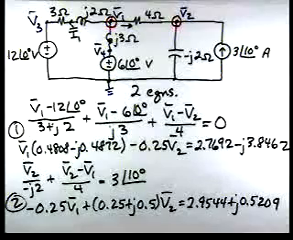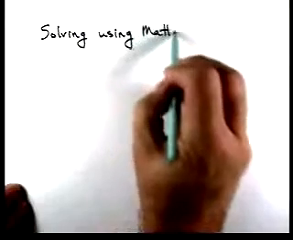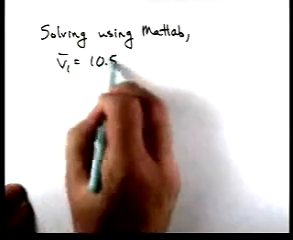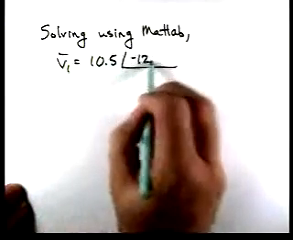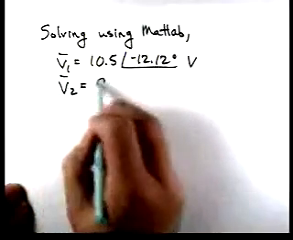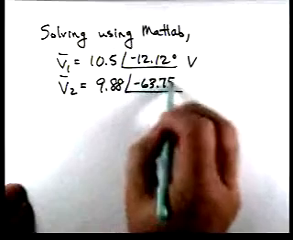So now, if we solve those two equations, notice those two equations are in terms of V1 and V2. So solving using MATLAB, we get V1 is 10.5 at an angle of minus 12.12 degrees. V2 is 9.88 at an angle of minus 63.75.